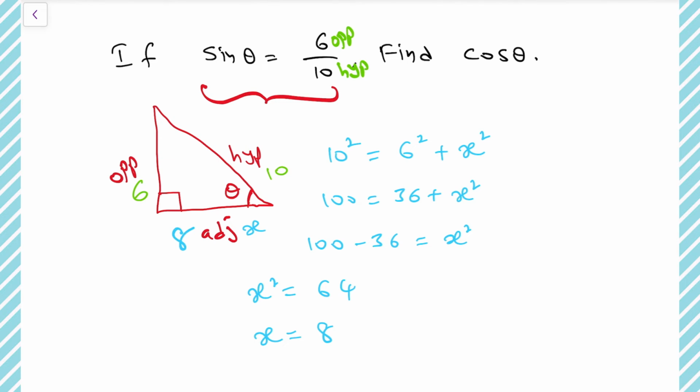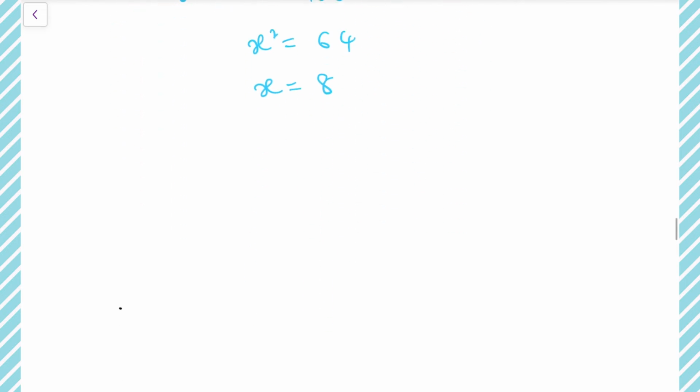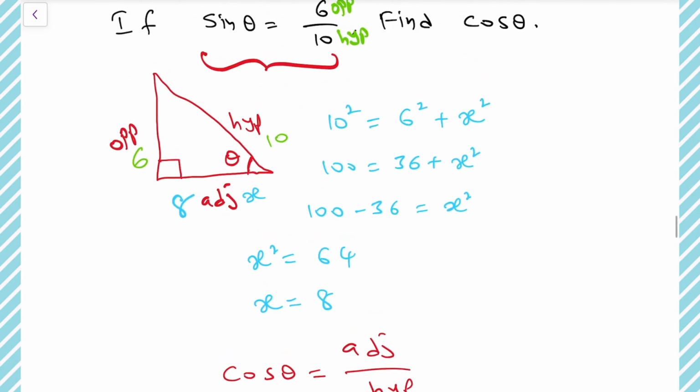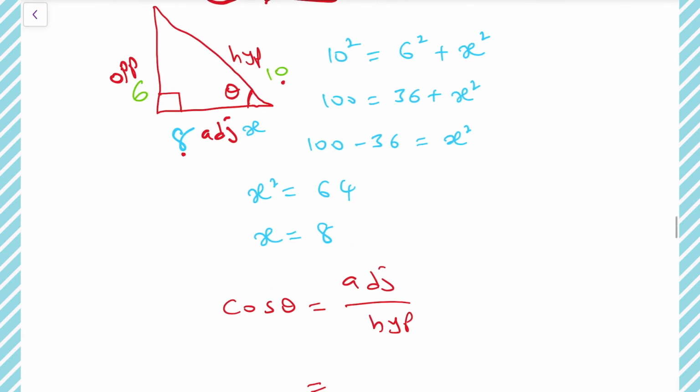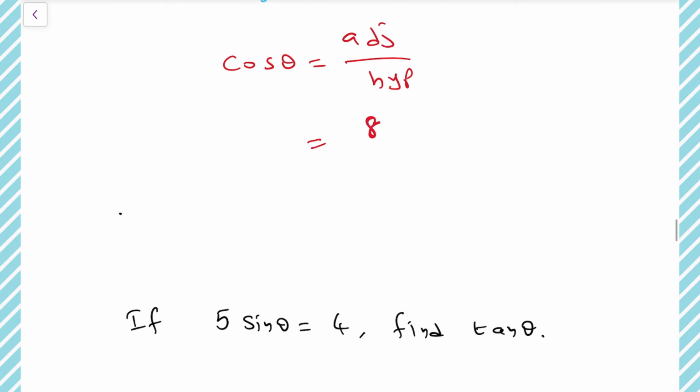Okay, now he is asking to find out the cos theta value. Then cos theta is nothing but adjacent by hypotenuse. So here what is the adjacent value? 8, and hypotenuse is 10. 8 divided by 10.